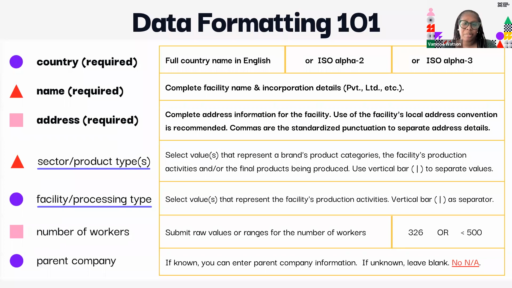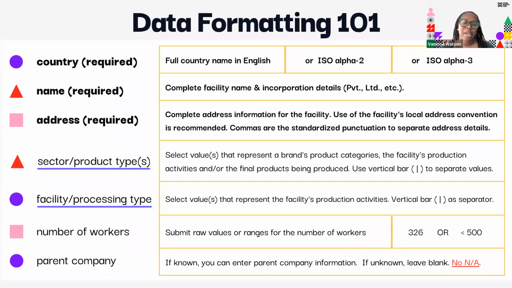For the address information, we recommend the complete address information. We also recommend that you are utilizing the local address configuration for that facility. Address information is not standardized. Address format in the United States is different from address format in Bangladesh. And so we recommend that you use the local format. Commas are the standard punctuation that we recommend between separate address details. And you can follow the prescription for the address information from that local region.